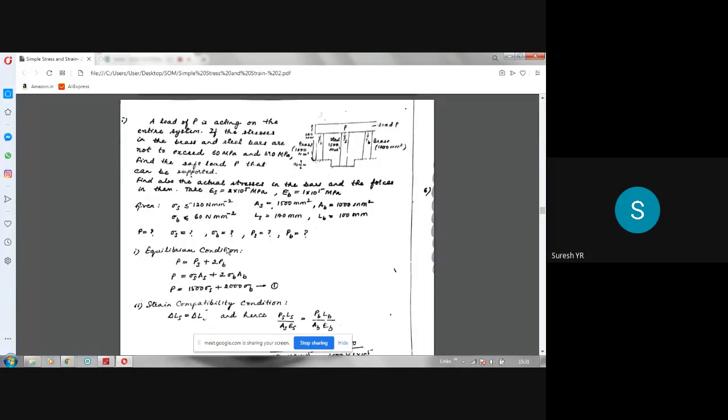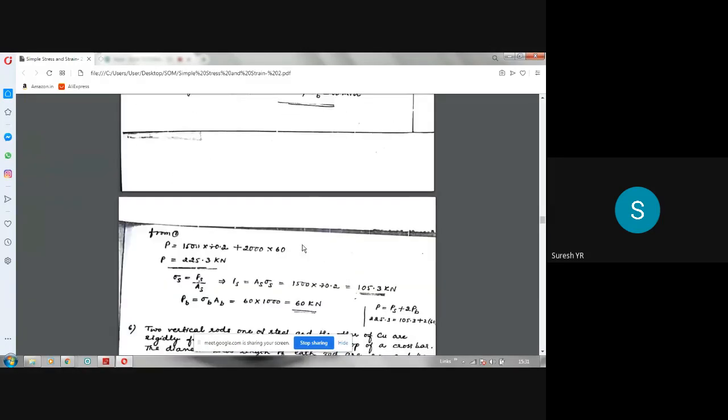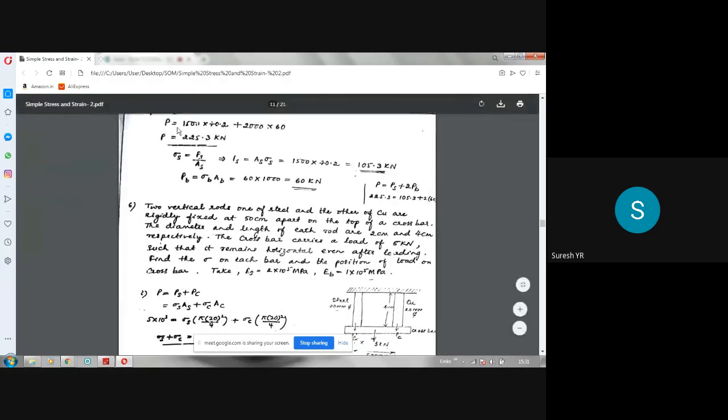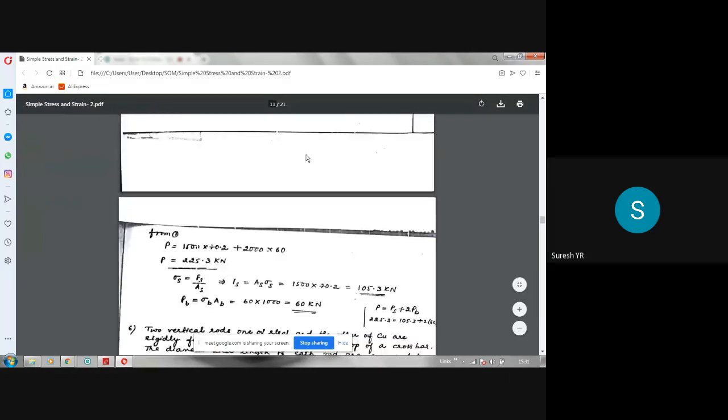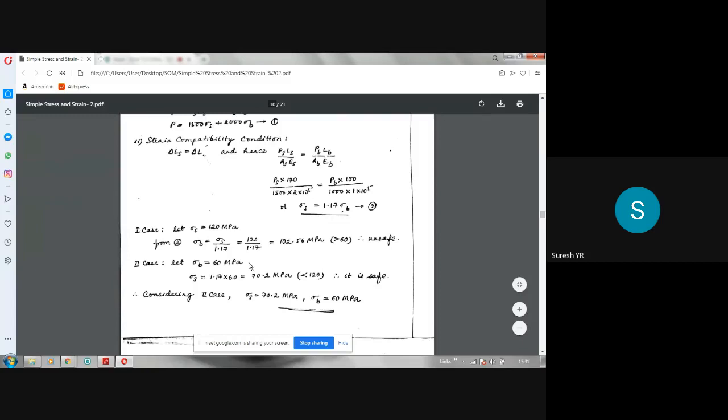Now, the second part he has asked is what is the load. We have calculated sigma s and sigma b. Next we have to find out P, then PS and PB. So to find P, we are using the first condition, where we have the expression P is equal to 1500 sigma s plus 2000 sigma b. In that you substitute the value of sigma s and sigma b, you will get the value of P.